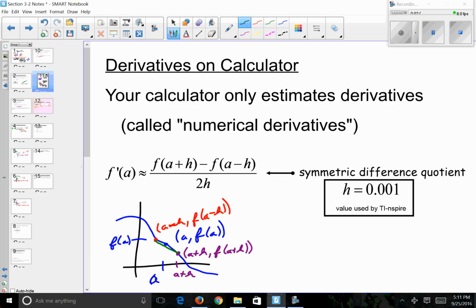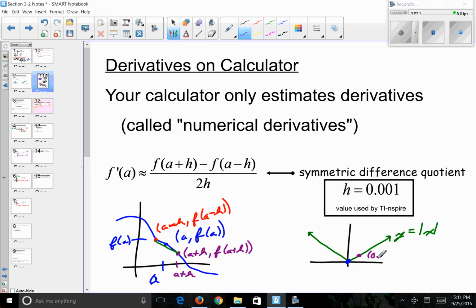One thing we do have to be careful of is these are estimates. You need to be checking for whether a derivative should exist at all. So if we were looking at the absolute value of x, and if I'm going to use an h of 0.001, what the calculator sees would be, if I'm looking for the derivative at 0, which we know should not exist because there's a corner, the calculator is not using that point at all.